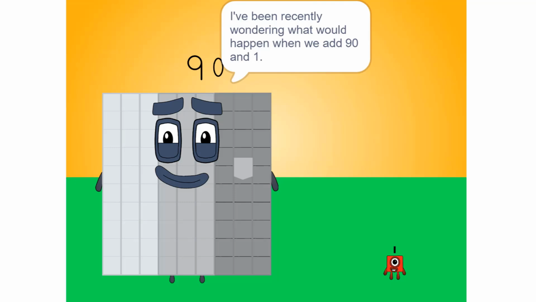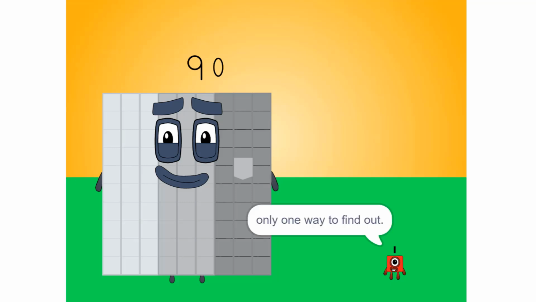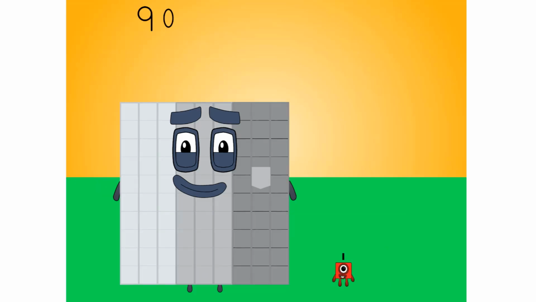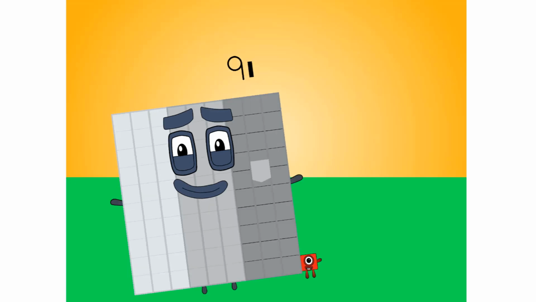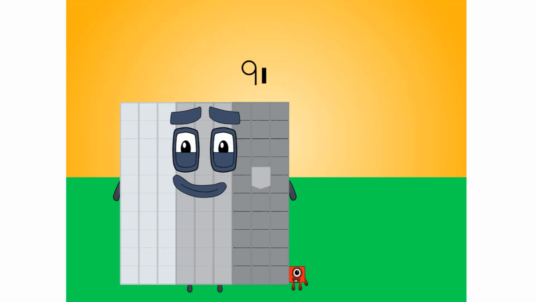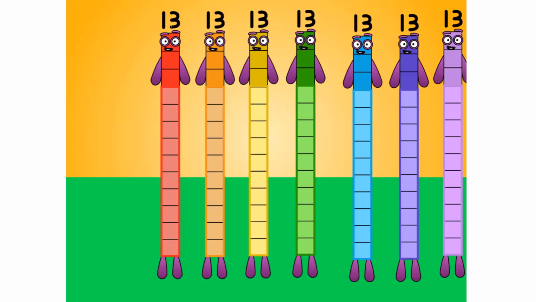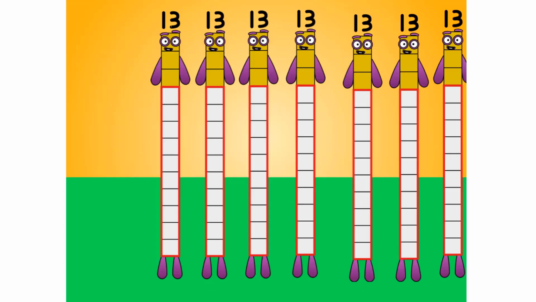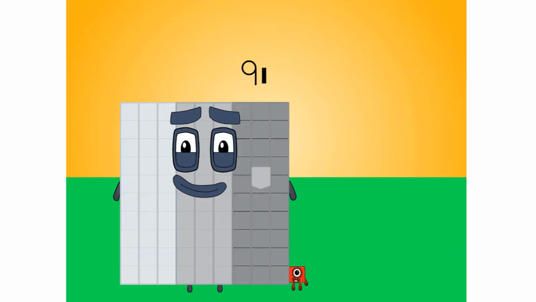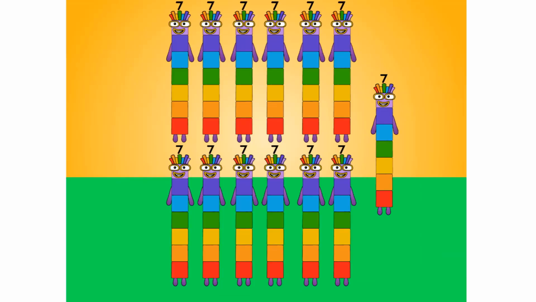Hello, 1. Hello, 90. I've been recently wondering what would happen when we add 90 and 1. Only one way to find out. 90 plus 1 equals 91. I am 91. I have 91 blocks. And I am 7 13s. Oh, unlucky. Which means I am also 13 7s.